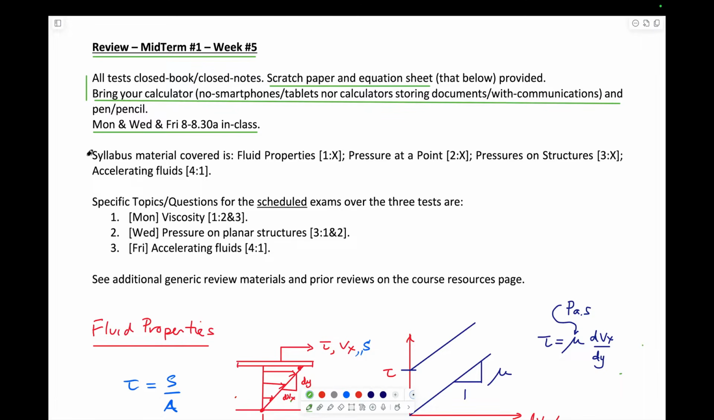The material is the stuff in the first part of the class from 1.1 through to 4.1. You've been in those classes, so you've seen what it is. But specifically, just to make life a little easier for you, the specific topics or questions in this midterm. The first one is on viscosity, which is week 1, Wednesday and Friday lectures. I guess it was offset this year, so it's not the same, but those topics. The Wednesday is pressure on planar surfaces, and the Friday is accelerating fluids.